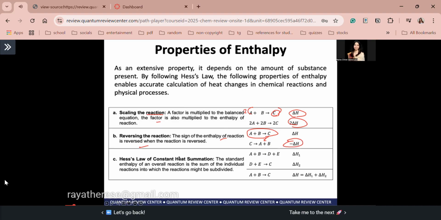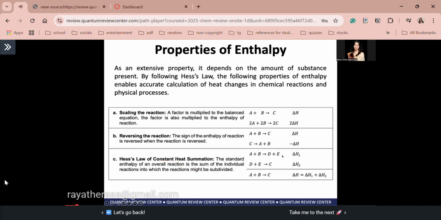Lastly, Hess's law of constant heat summation indicates that the standard enthalpy of an overall reaction is the sum of the individual reactions into which the reaction might be subdivided. So basically, the sum of the individual reactions, for example, this and this, results in the overall reaction. And when you combine two equations, guys, of course, you also need to combine their respective enthalpy changes. Okay?